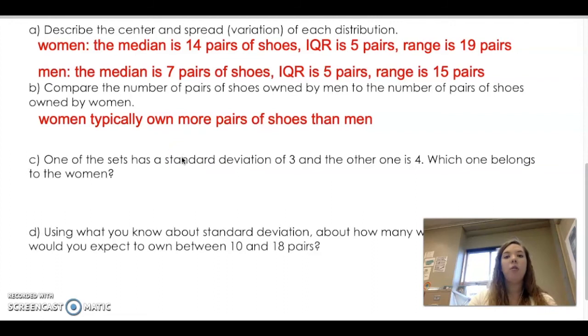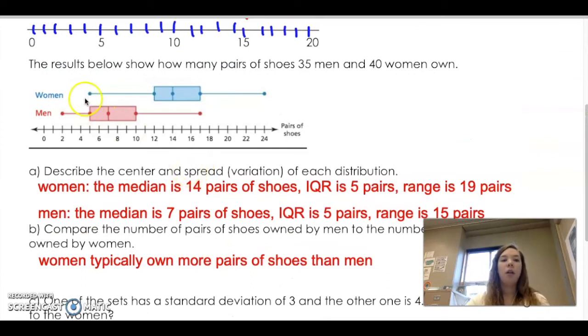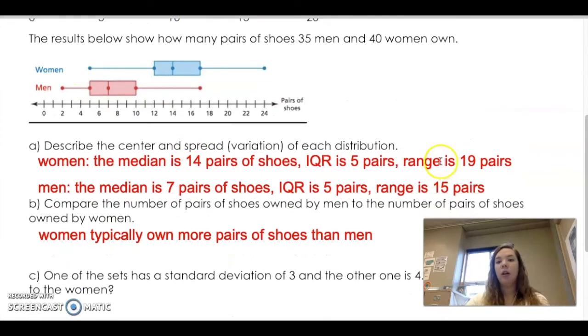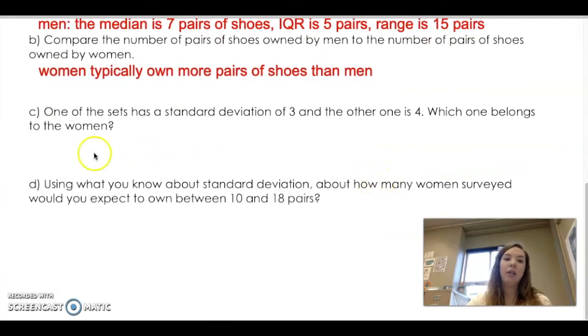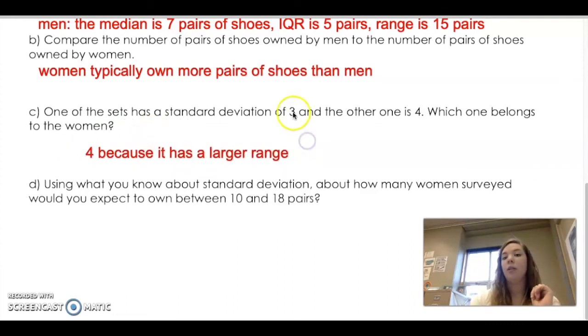One of the sets has a standard deviation of 3, and the other one is 4. Which one belongs to the women? Again, a higher standard deviation would be your longer plot overall. Or if you look at your range, here our range for women is 19, our range for men is only 15, so we would expect the women to have a higher standard deviation. So we would say 4 because it has a larger range. Okay, so that means our men have a standard deviation of 3.